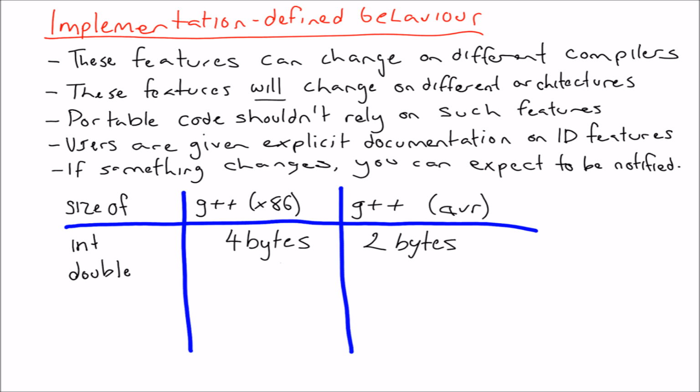Now, you may think, big deal, I'm only writing for x86, but if your code becomes something that you want to port to AVR, for example, you are going to have to understand that your 4 bytes are no longer 4 bytes, but 2 bytes, and this can break your code. So it's very important that you understand what is implementation defined.